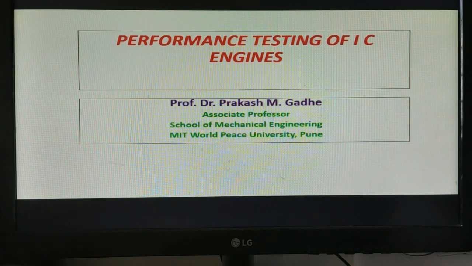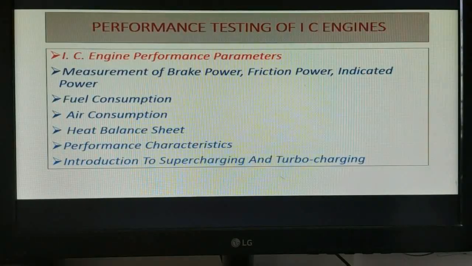Now today we'll start with the new unit, that is performance testing of IC engines. In performance testing of IC engines, we'll be studying the different engine performance parameters, then measurement of brake power, friction power, indicated power, fuel consumption, air consumption, heat balance sheet, performance characteristics, and introduction to supercharging and turbocharging.